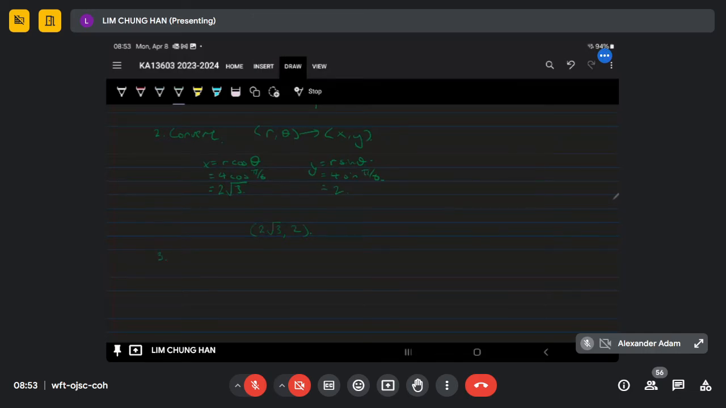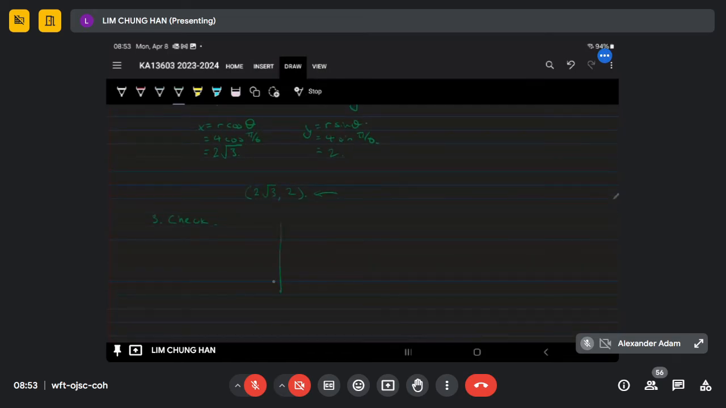Step 3, you need to check. You need to check your answer to make sure it's correct or not. The way you check is, this answer is Cartesian, right? So you basically plot it out again, but in x and y. Cartesian. So 2 square root 3 is 2 point something. So maybe somewhere there. And then 2 is there. So your 2 square root 3, 2 is there.